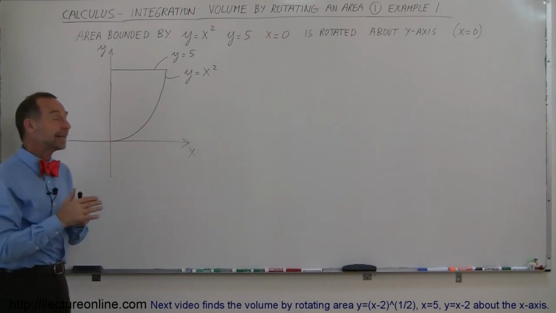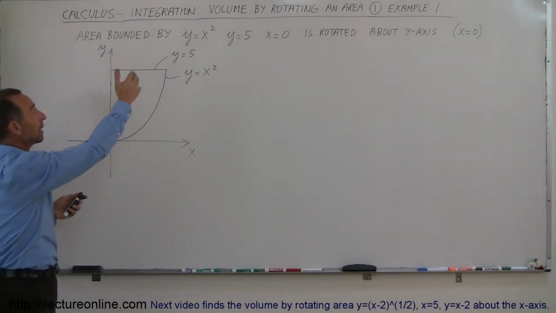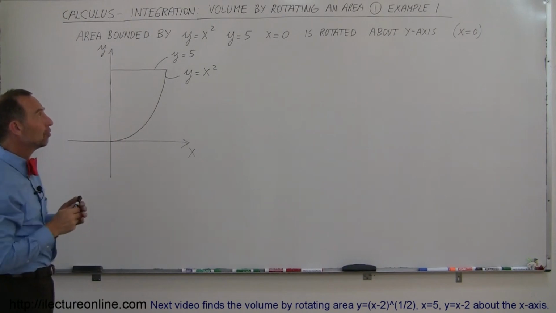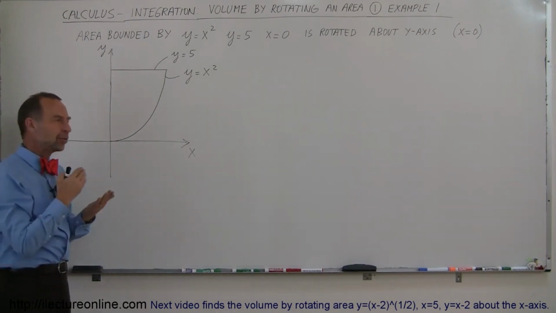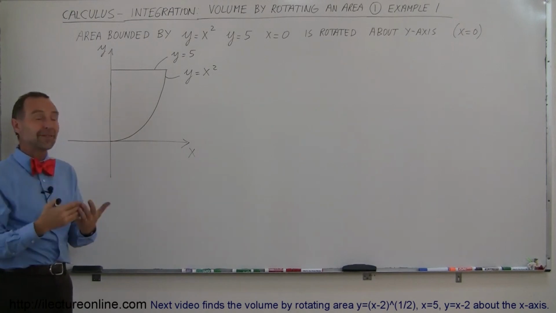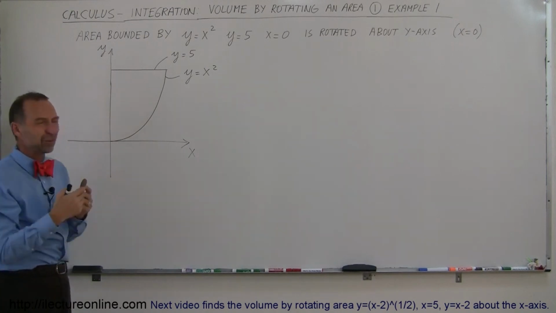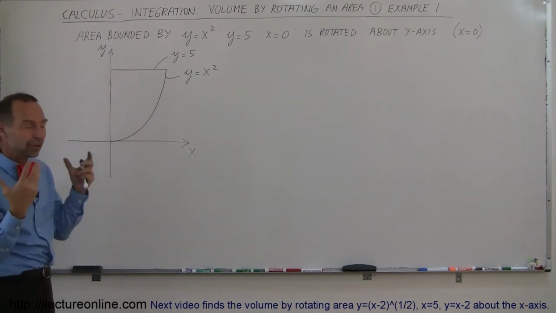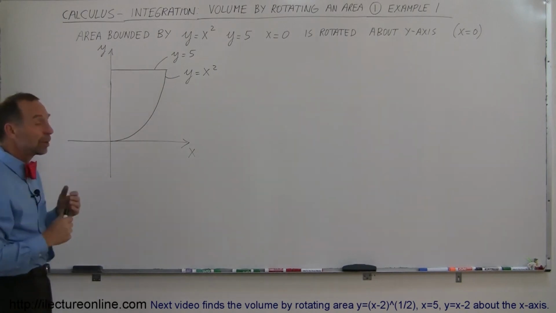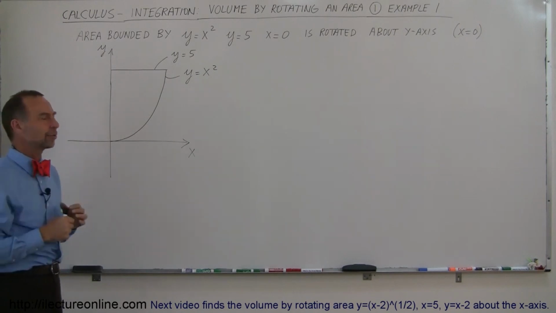In this next set of examples we're going to show you how to find the volume that is created by taking an area defined by a set of equations and rotating it about some sort of axis. The best way to show you that is simply by showing you some examples. We can go through the theory, but that doesn't really mean much to most people. Let's just show you several examples so we can catch on how to do that. That's really what it comes down to, is a good technique.